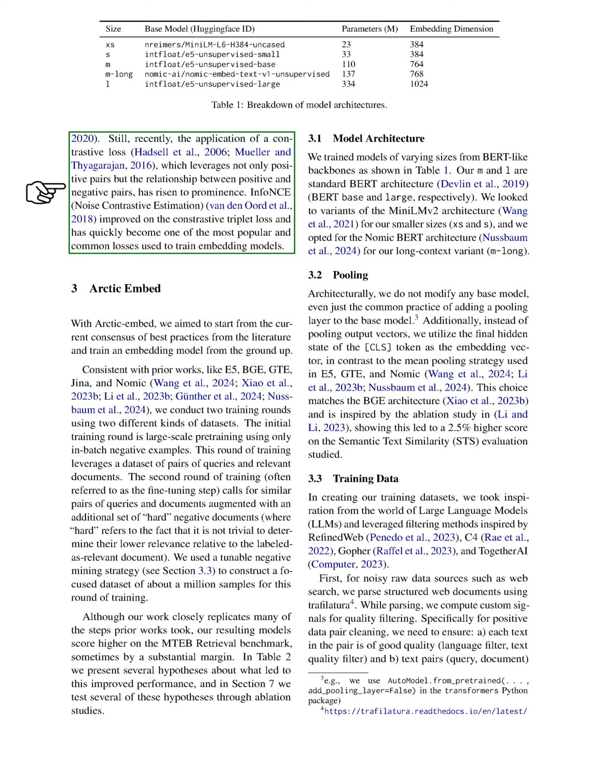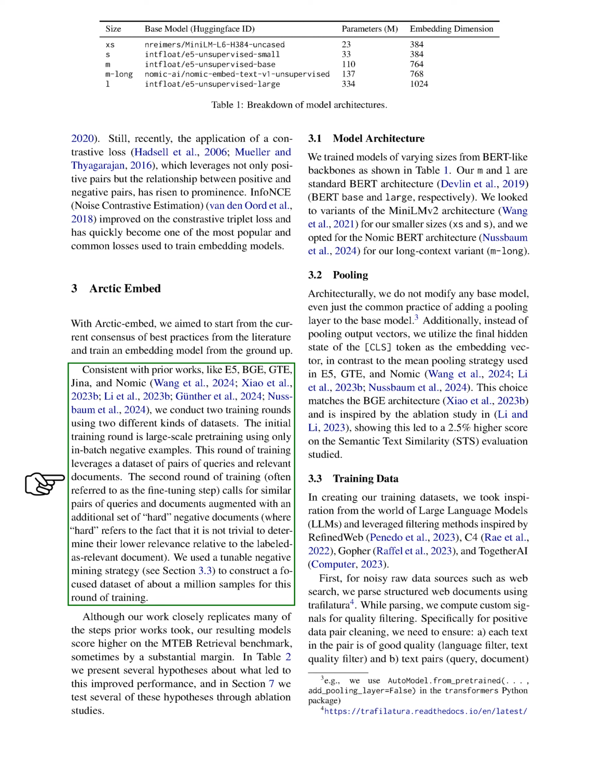Section: Arctic-Embed. In this section, we aim to develop the Arctic-Embed model by following the best practices in the existing literature. Similar to previous works such as E5, BGE, GTE, Jina, and Nomic, we conducted 2 training rounds using different datasets. The first round involved large-scale pre-training with in-batch negative examples, focusing on pairs of queries and relevant documents. The second round, known as fine-tuning, included pairs of queries and documents along with hard negative documents. We used a negative mining strategy to create a dataset of about 1 million samples for this round.